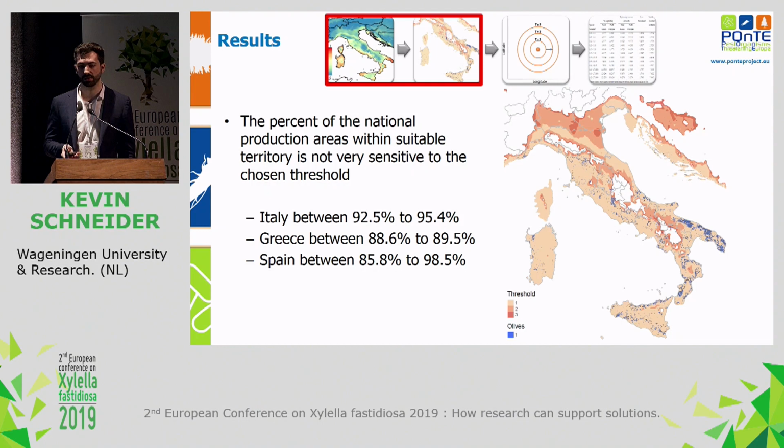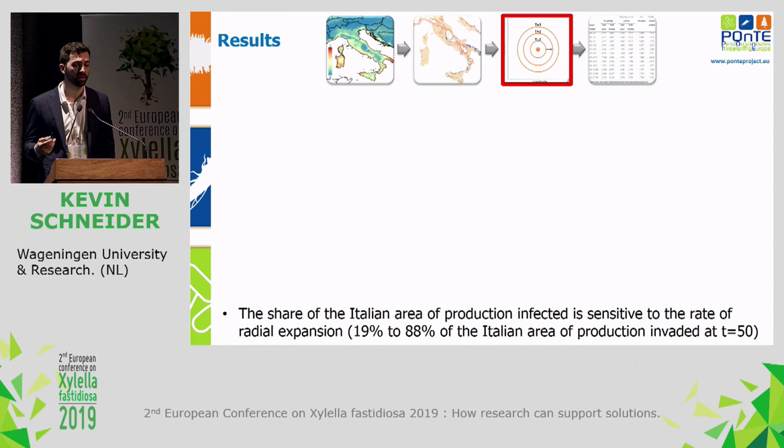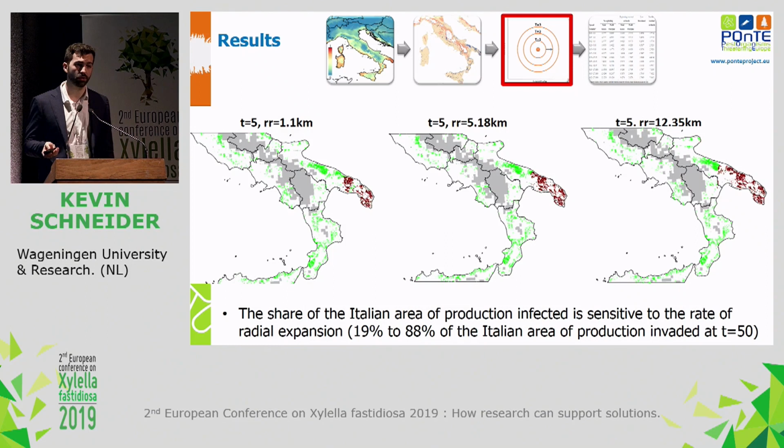In terms of spread, what we see is that the uncertainty in the annual dispersal translates quite sensitively into the share of the national area of infection that is invaded at the end of the time horizon. To illustrate this a little bit, on the left side, you see the 5% quantile, in the middle, the 50% quantile, and on the right side, the 95% quantile.